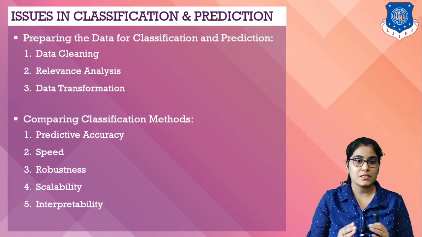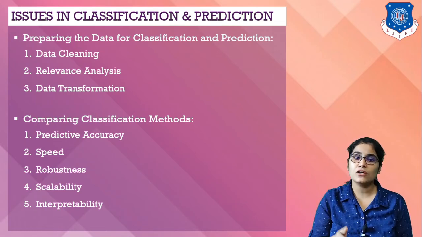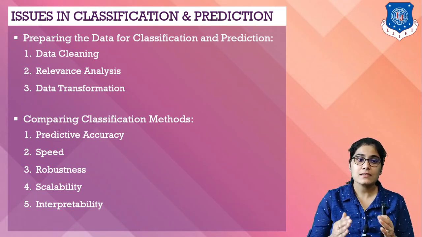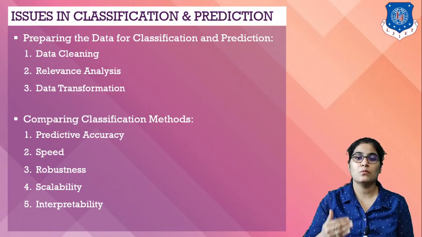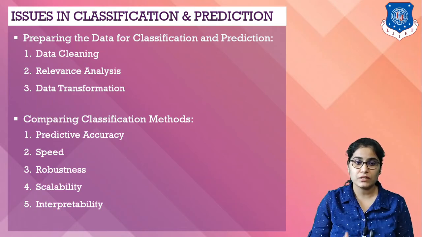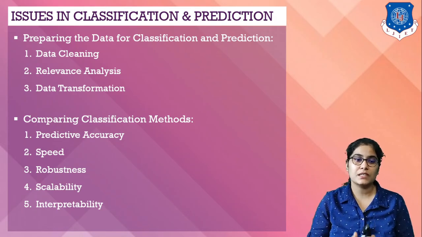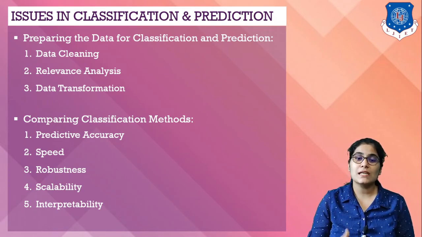Next is robustness. This is the ability of the model to make correct predictions given noisy data or data with missing values. Next criteria is scalability. This refers to the ability to construct the model efficiently given a large amount of data. And last criteria is interpretability, which refers to the level of understanding and insight that is provided by the model.